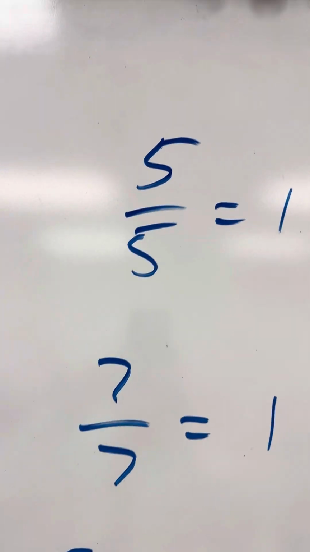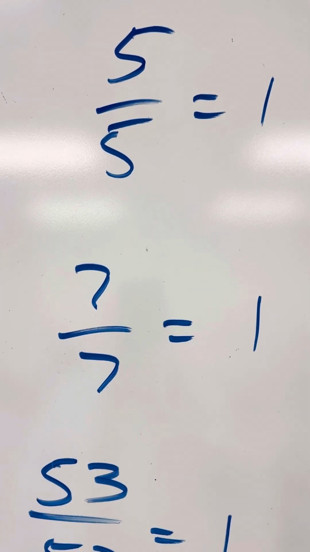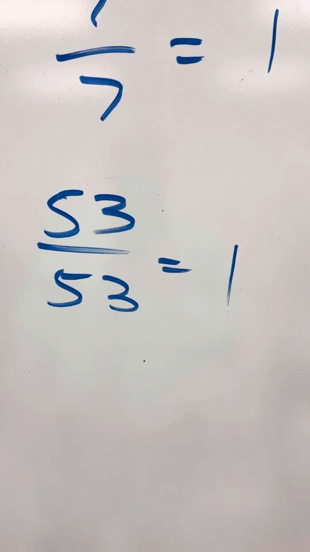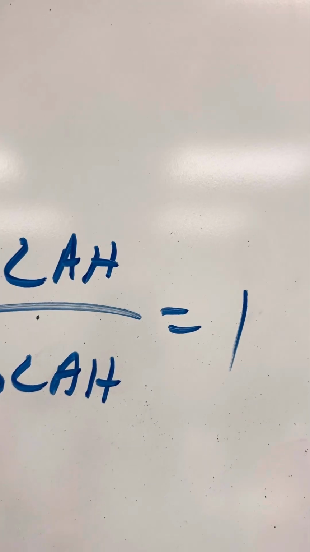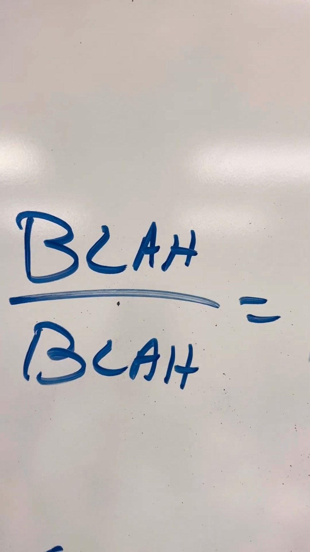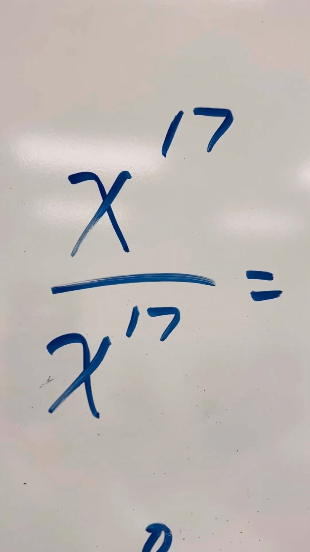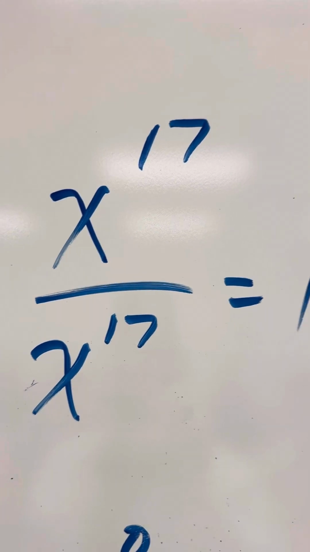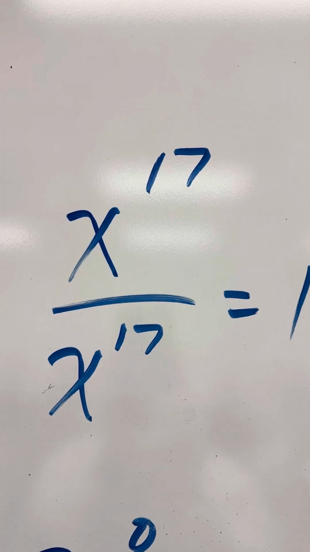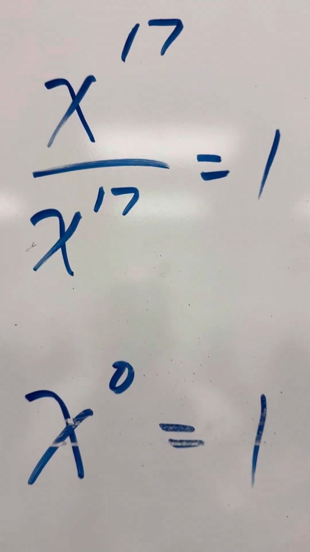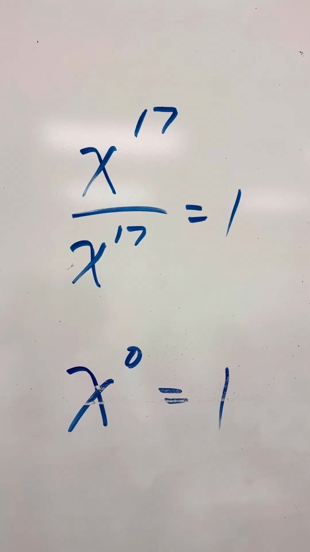So today we're going to talk about this. 5 divided by 5 is 1. 7 divided by 7 is 1. 53 divided by 53 is 1. Blah divided by blah is 1. So let me ask you this. If I said x to the 17th over x to the 17th, that's 1, right? Well, what's 17 minus 17? 17 minus 17 is 0, right? So x to the 0 is 1, meaning anything to the 0 power is 1.